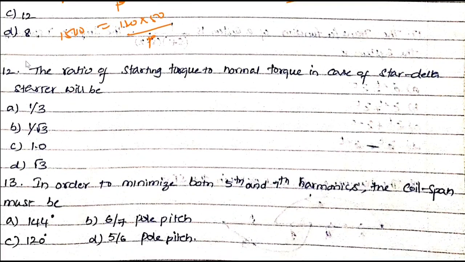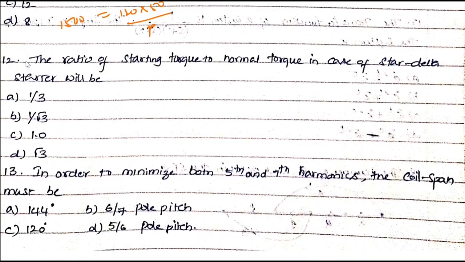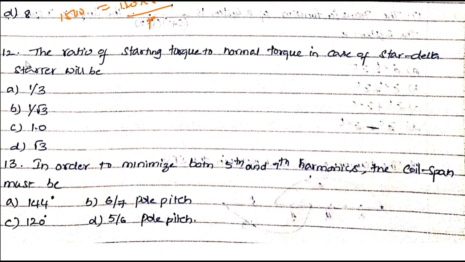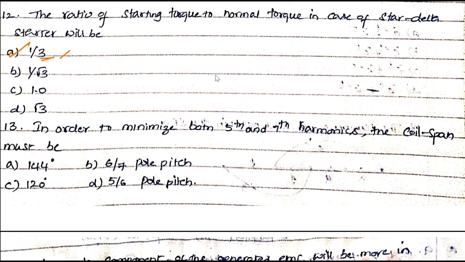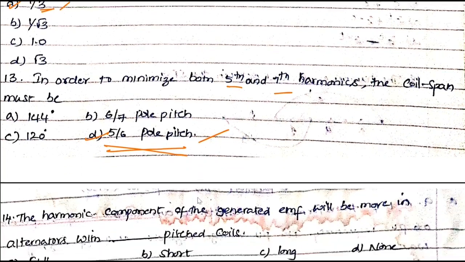the ratio of starting torque to the normal torque in case of a star-delta starter will be 1 by 3 times. Answer will be 1 by 3 here. In order to minimize both the fifth and seventh harmonics, the coil span must be 5 by 6 of the pole pitch. So it's a standard question, 5 by 6th of the pole pitch. Next one.